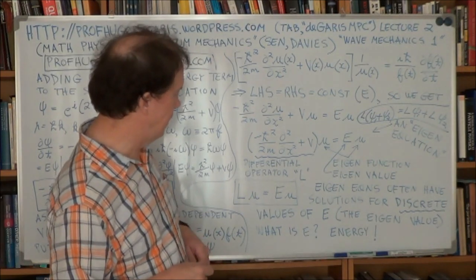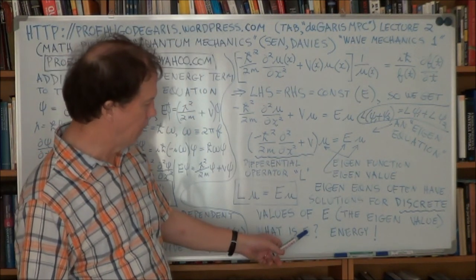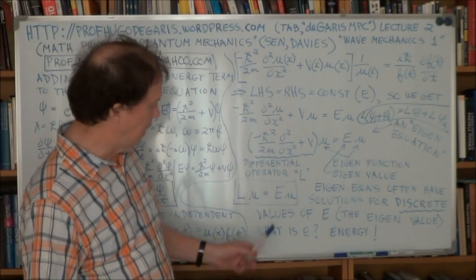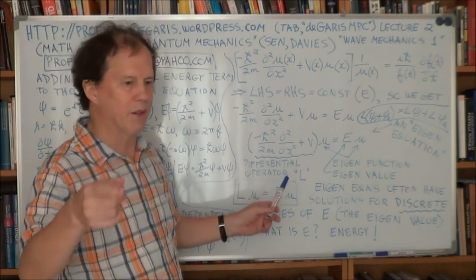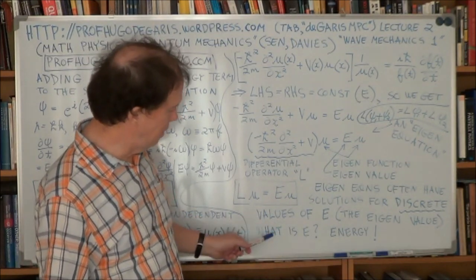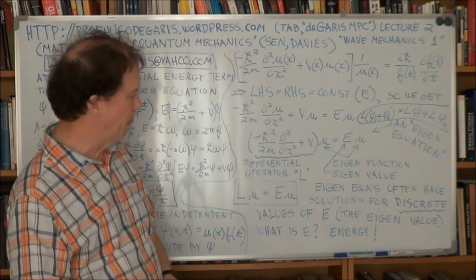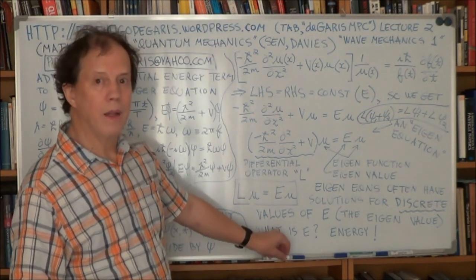Right, now the next, I ran out of board, but the next thing to discuss is what is this constant, this E, and why choose the letter E for this constant? I mean, I could have said C or K or anything, right? Well, it turns out this E has properties of energy, and I'll talk about that in the next session. So, yeah, run out of board, and stay tuned.